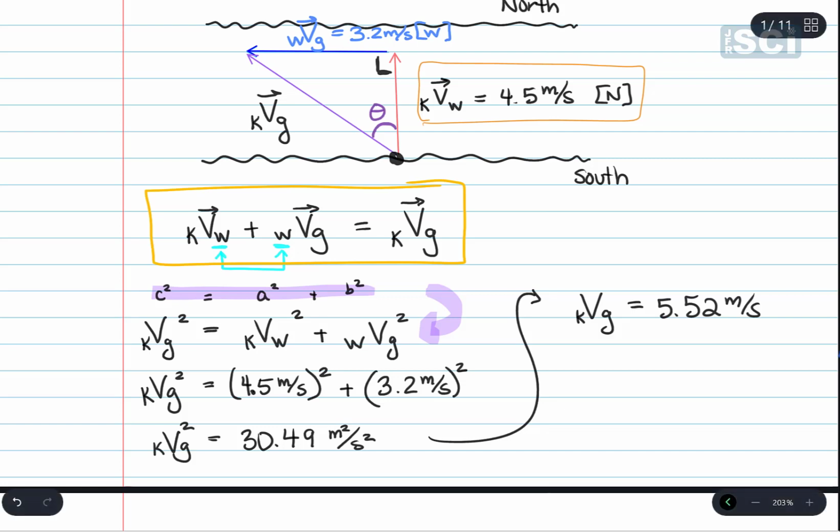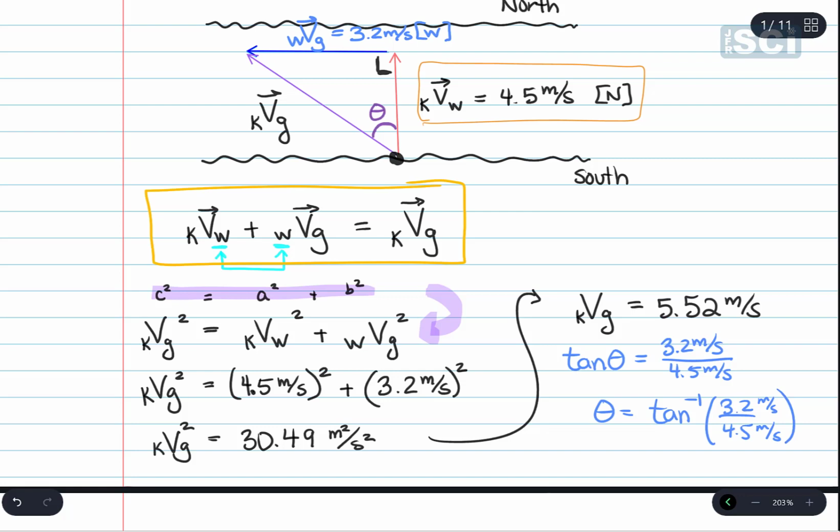So if I'm looking at the triangle, I have information about the opposite side. I have what we would call the adjacent side, which is the VKW. And I actually, in fact, have the hypotenuse as well. I'm going to use tangent. Tangent theta is equal to the opposite length. In this case, the opposite to that angle is 3.2 meters a second. Adjacent to it is 4.5 meters a second. And if we use the inverse of tangent of 3.2 divided by 4.5, they're both meters per second.